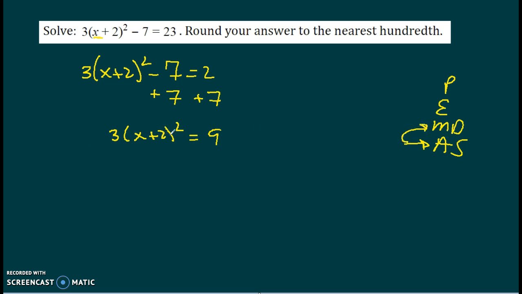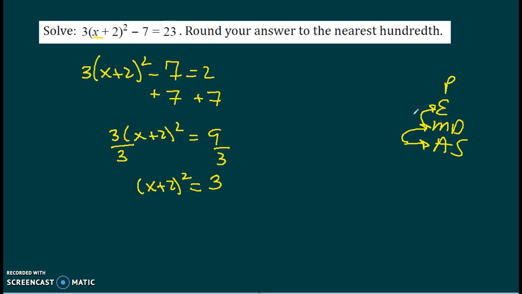Then I'm going to look next level up. Is there anything on this side of the equation to multiply or divide? Because that is the next correct thing to do. I see this 3 here. I'll divide both sides by 3. That's going to give me (x + 2)² = 9 divided by 3, which of course we know is 3.